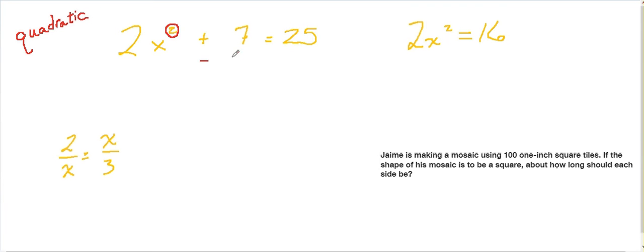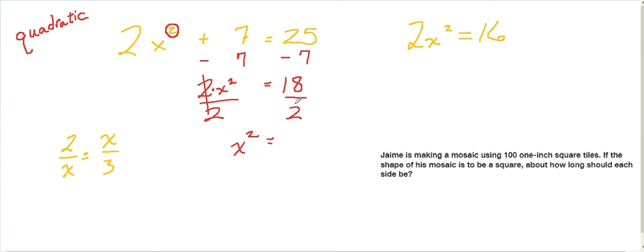We use the inverse or opposite operation to undo the plus 7, so that I just have the monomial 2x squared over here and 18 over here. Now what do you want to do? Let's use the inverse of multiply, so I can get rid of the 2. We divided by 2 to get 9. This one works out pretty nicely.